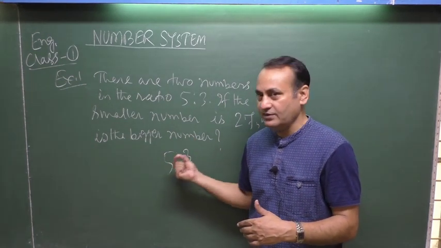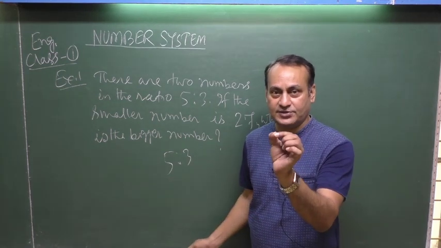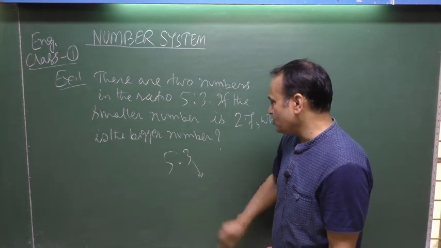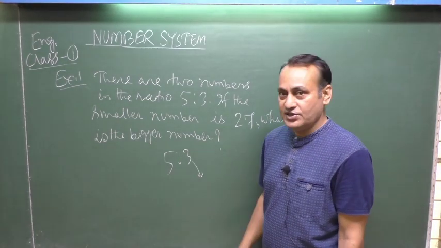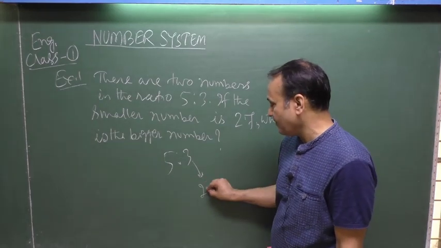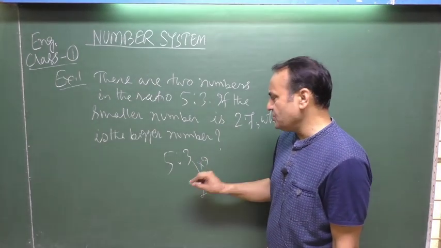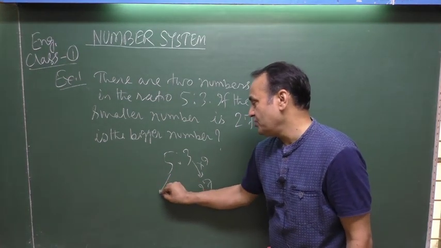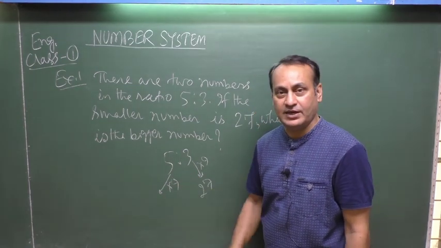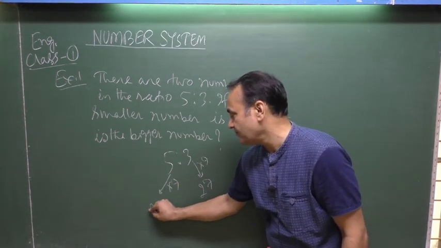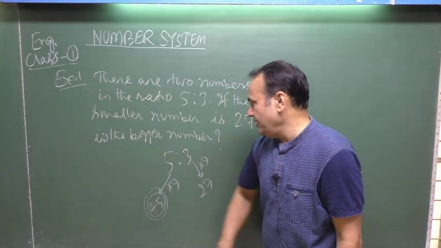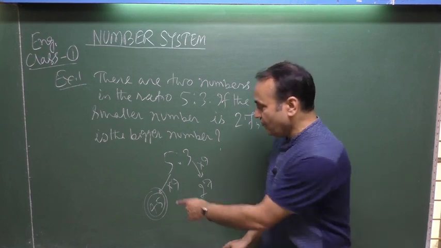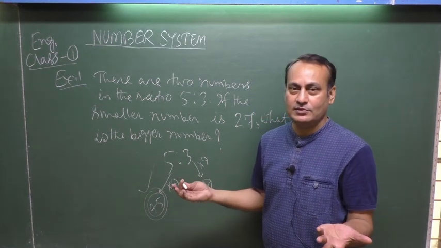That means if the smaller is 3 units, the bigger is 5. The question says this 3 units is exactly 27. That means you have to see the fold here. 3 9s are 27, so the same fold must be here. 5 9s are 45. It means if the smaller number is 27, then the bigger number must be 45, and this is your answer. So easy.